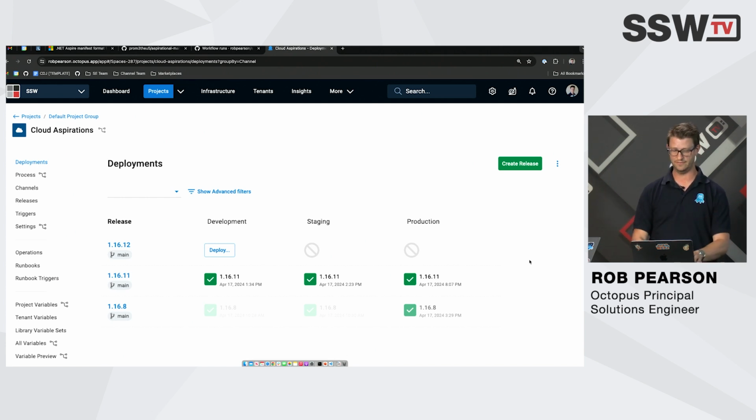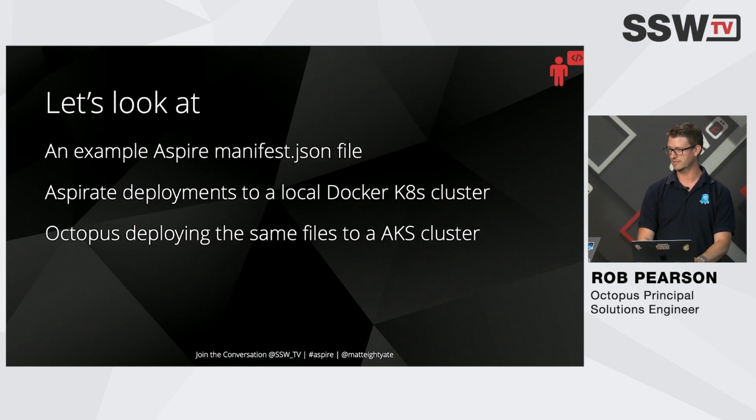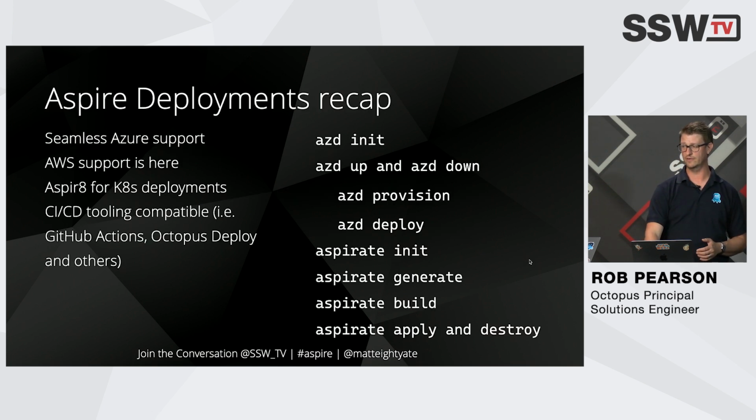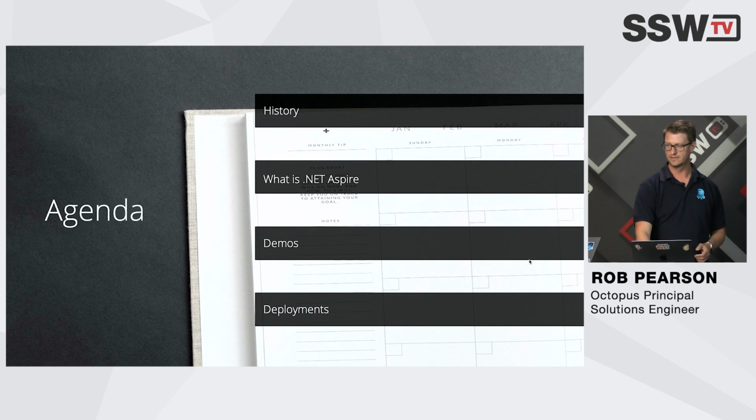So effectively, if I jump back to the slides, that's pretty much everything, or a good introduction to the deployment story. Seamless Azure support, AWS support has arrived, Aspirate is great, open flexible deployments to Kubernetes, and it's compatible with your tool of choice. Octopus is mine. And then there's a reference for all the steps for if you're using AZD or Aspirate, etc. So now I'll hand back over to Matt.